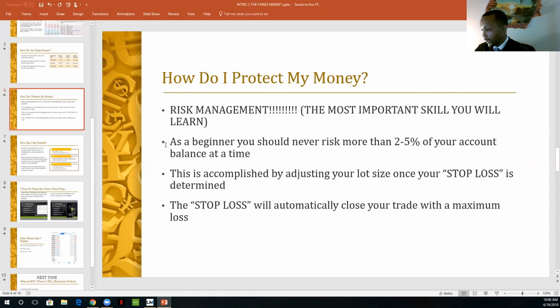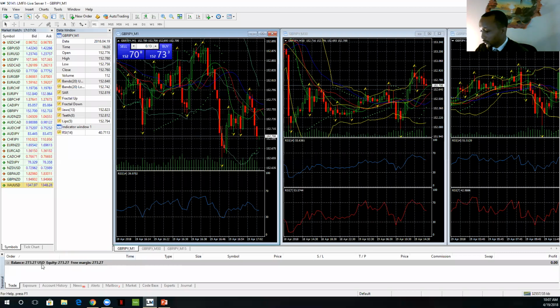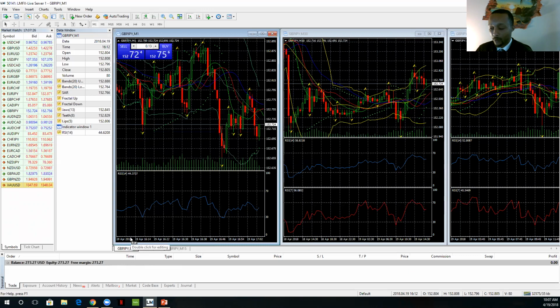So as a beginner, you should never risk more than 2 to 5% of your account at a time. So let me tell you how I would do that. Ignore this number down here. Let's just say for easy math, I've got $100 in my trading account. I want to start with 100. So if I'm going to use 5%, that means I never want to risk more than $5 at a time while I'm trading. And when I say at a time, I mean per session.